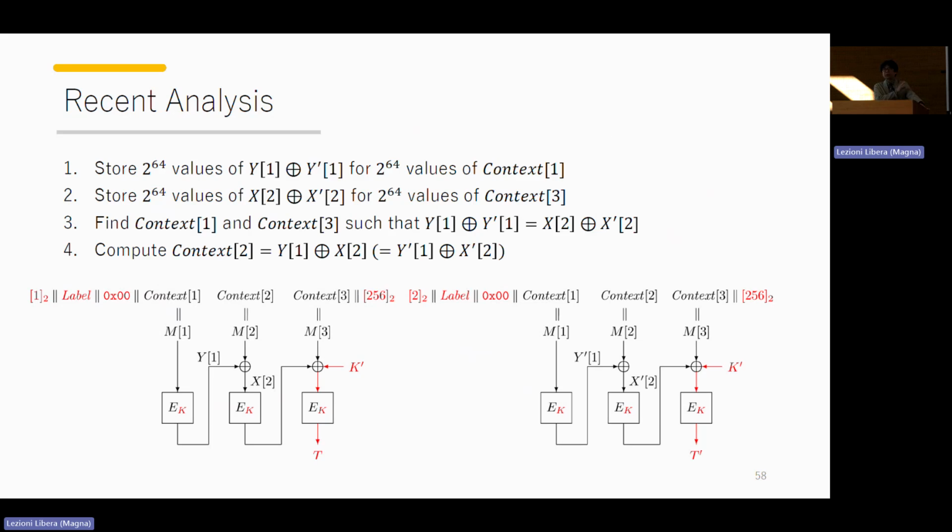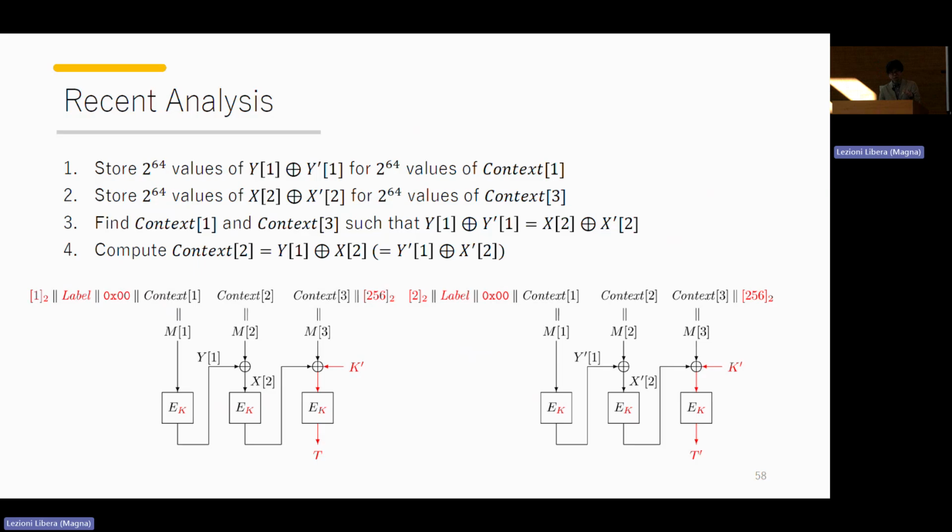I have a birthday attack on this. So what we do is store 2^64 values of the difference between y1 and y prime 1 for 2^64 different values of context 1. And we also store 2^64 values of the difference between x2 and x prime 2 for 2^64 different values of context 3. And we try to find a collision between the two lists.